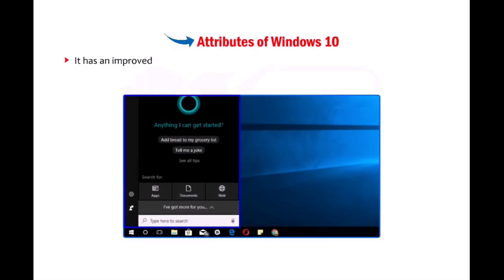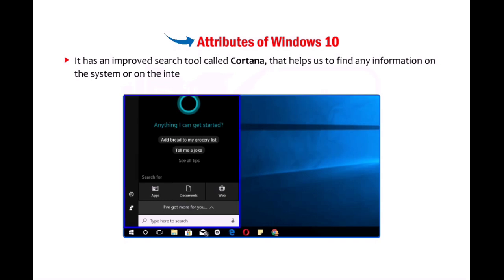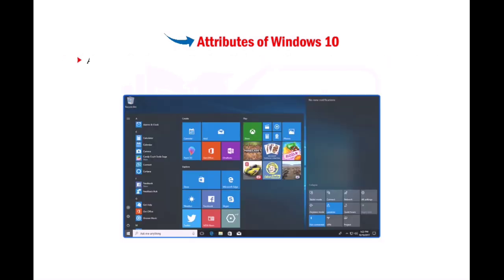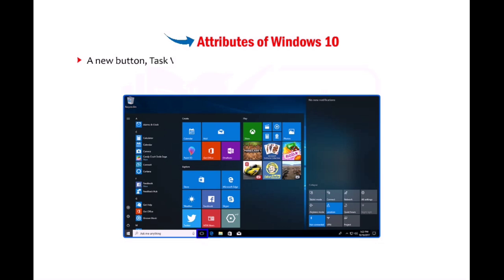It has an improved search tool called Cortana that helps us to find any information on the system or on the internet directly. Windows 10 also has an application called Microsoft Store, where we get free and paid apps. A new button, Task View, enables us to open multiple desktops at the same time.